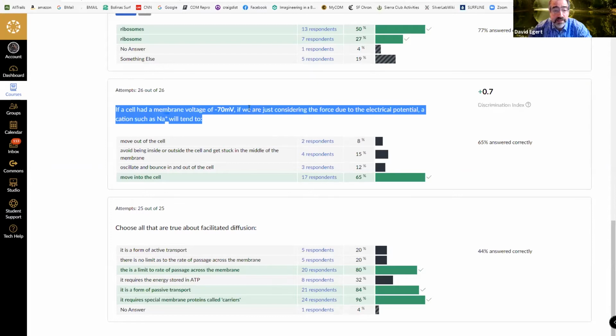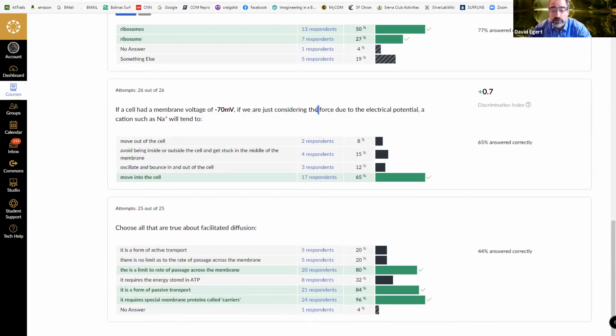But here, this is an artificial thing. It says we are just considering the force due to the electrical potential. And if we're just thinking about electrical potential, it's strongly pulling the sodium into the cell. So, does that clarify things? Yeah, thank you. Okay.